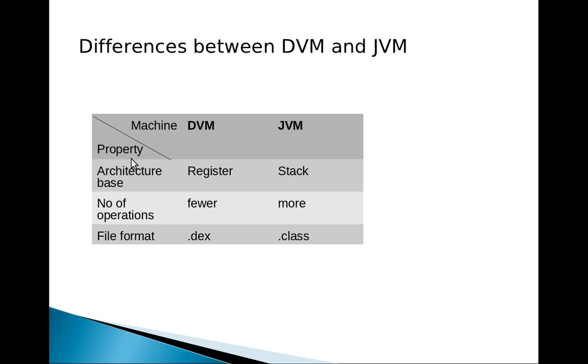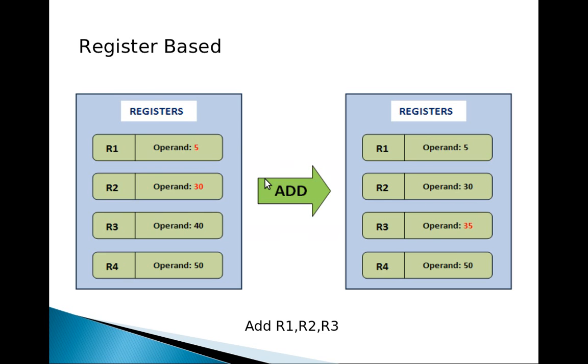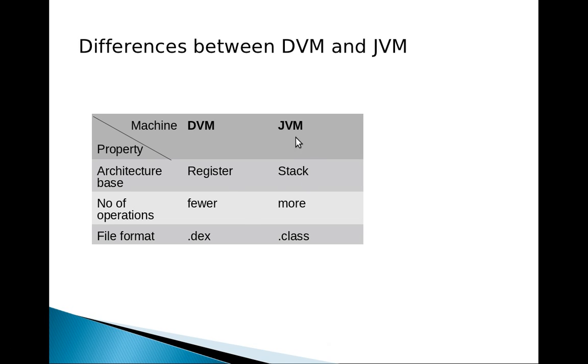With respect to these attributes, for the architecture base, DVM is register based, whereas JVM is stack based. What do you mean by it? Register based is nothing but like this, where you refer to operands directly. Here we are trying to add two numbers, so the instruction becomes add R1 R2 and store the result into R3. So this becomes a very small number of instructions, whereas JVM is based on the stack architecture.